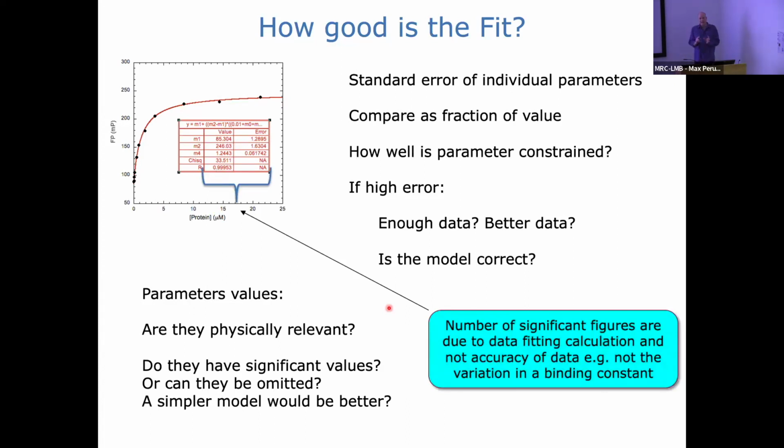And a big thing, as we'll see later, is that the errors here are fits to the data. So these are mathematical calculations. It's not telling you the variation in how good your data is. It's not the accuracy or the precision, so not the variation in your binding constant. That's not the overall error. That's just how well things fit.